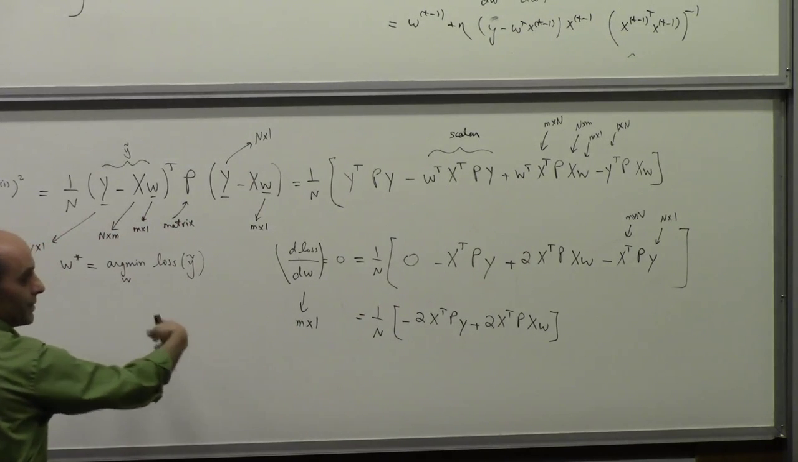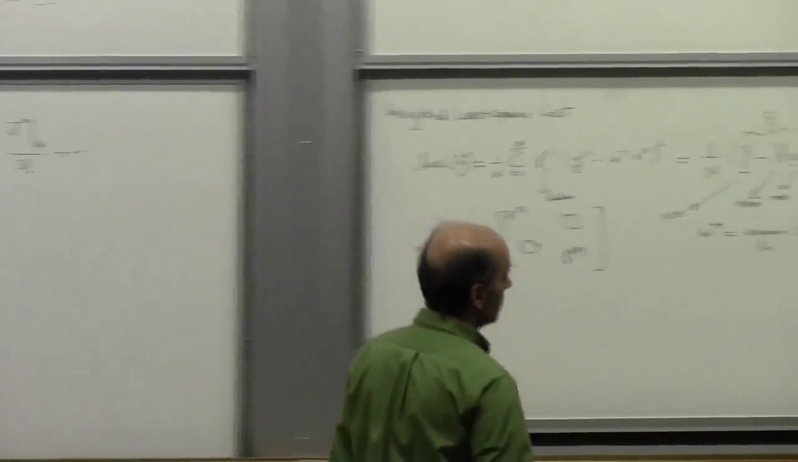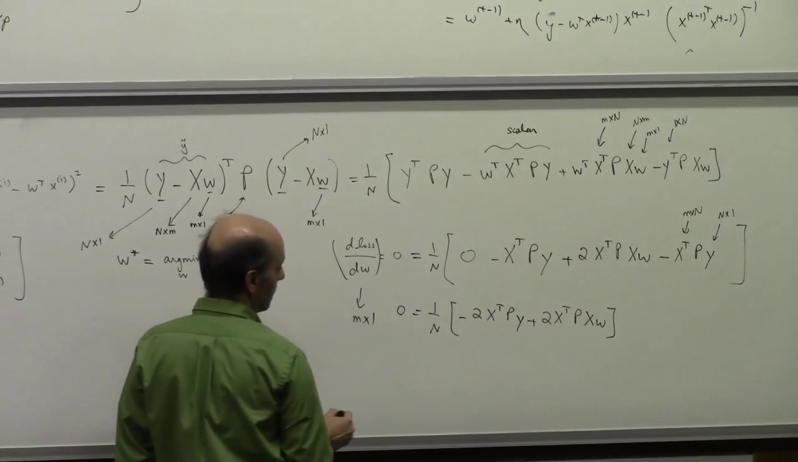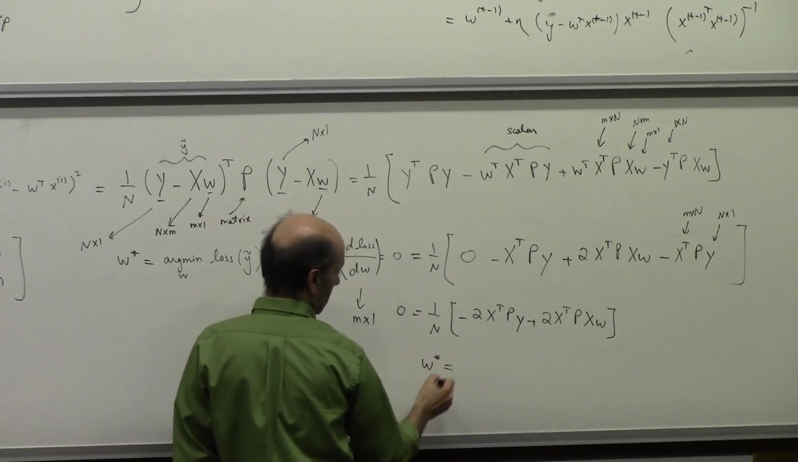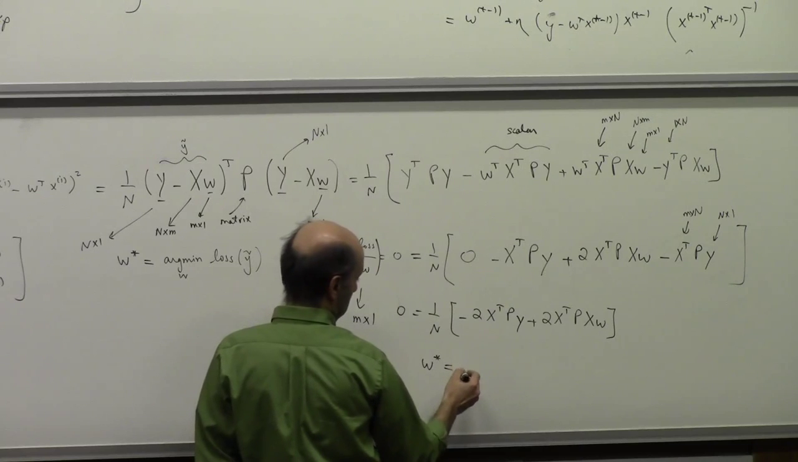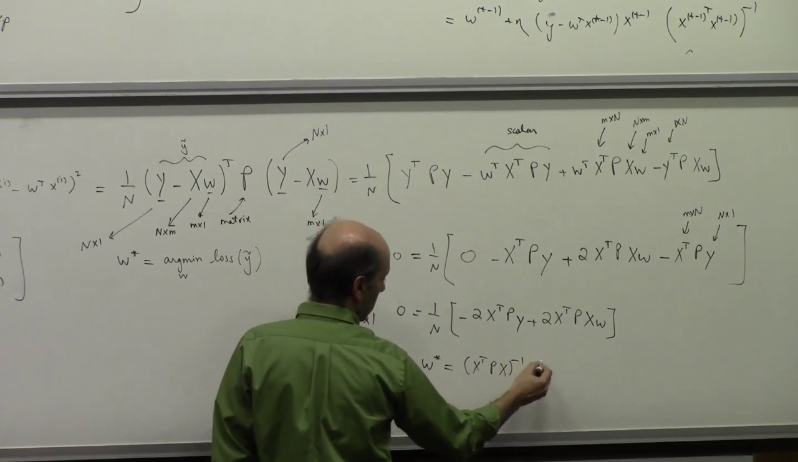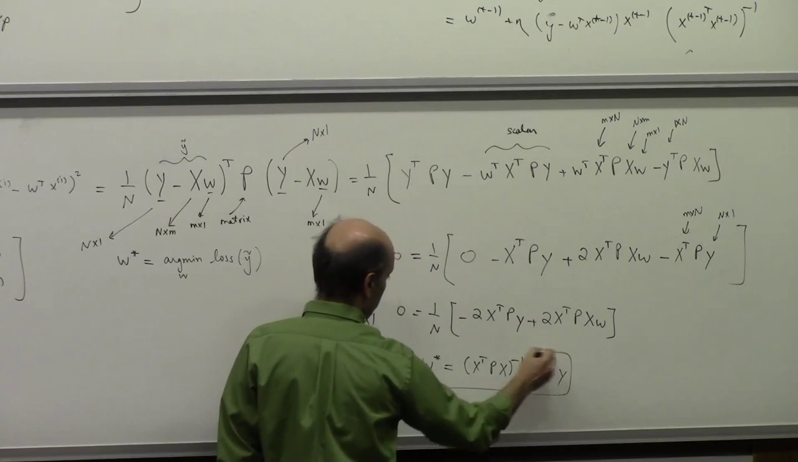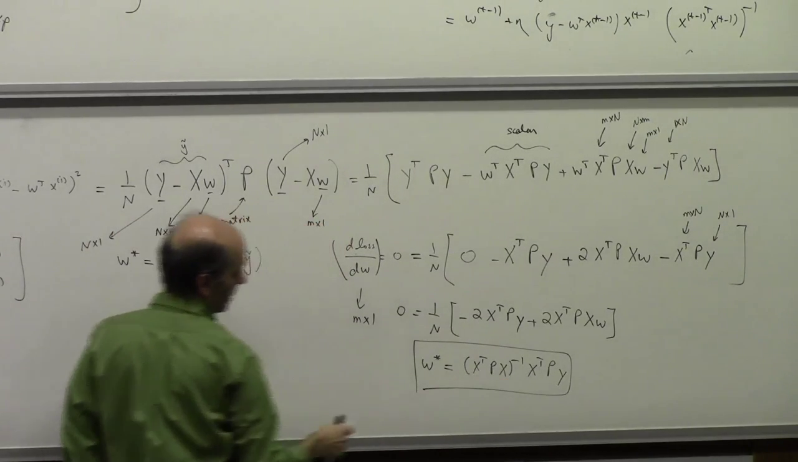And that's important for you guys. In this course, we're going to find derivatives of these quadratic functions a lot, these matrix functions a lot. So I hope you become comfortable with doing these derivatives. Now, if I set this equal to 0 and solve for w, what I get is W star is going to be equal to x transpose px inverse, times x transpose py. So when I have a weighted least squares problem, this matrix P, which determines the weight, plays a role in the final solution.